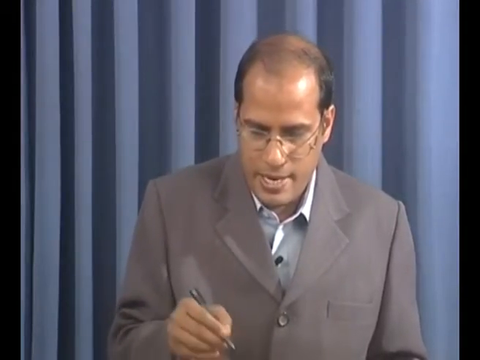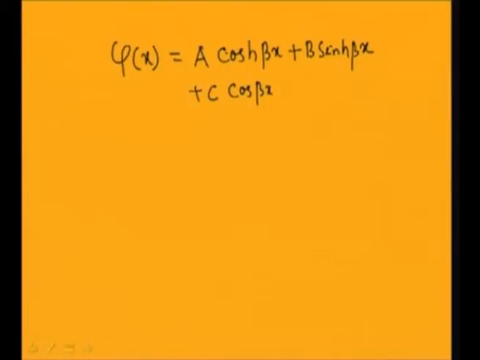In case of psi x, the expression can be written in this form. So, this is equal to A cosh beta x plus B sinh beta x plus C cos beta x plus D sin beta x.